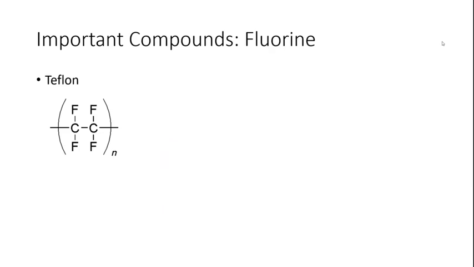Next, we have important compounds containing fluorine. We have Teflon, which is a polymer containing fluorine atoms. Due to Teflon having a very low coefficient of friction, it's very commonly used in things which require low friction, such as non-stick pans and raincoats.